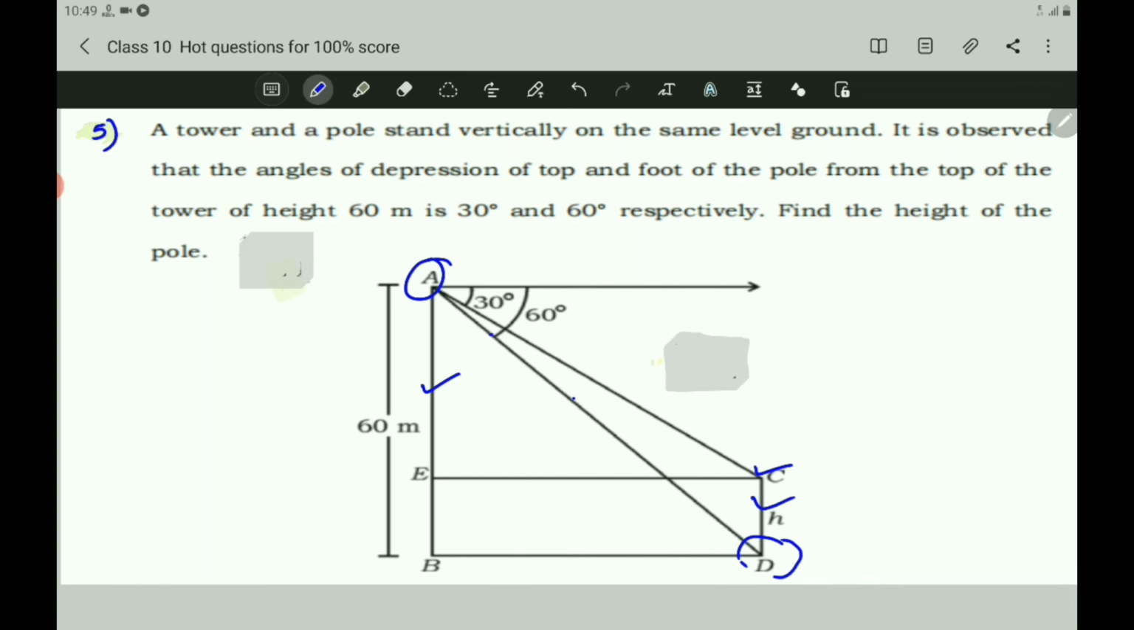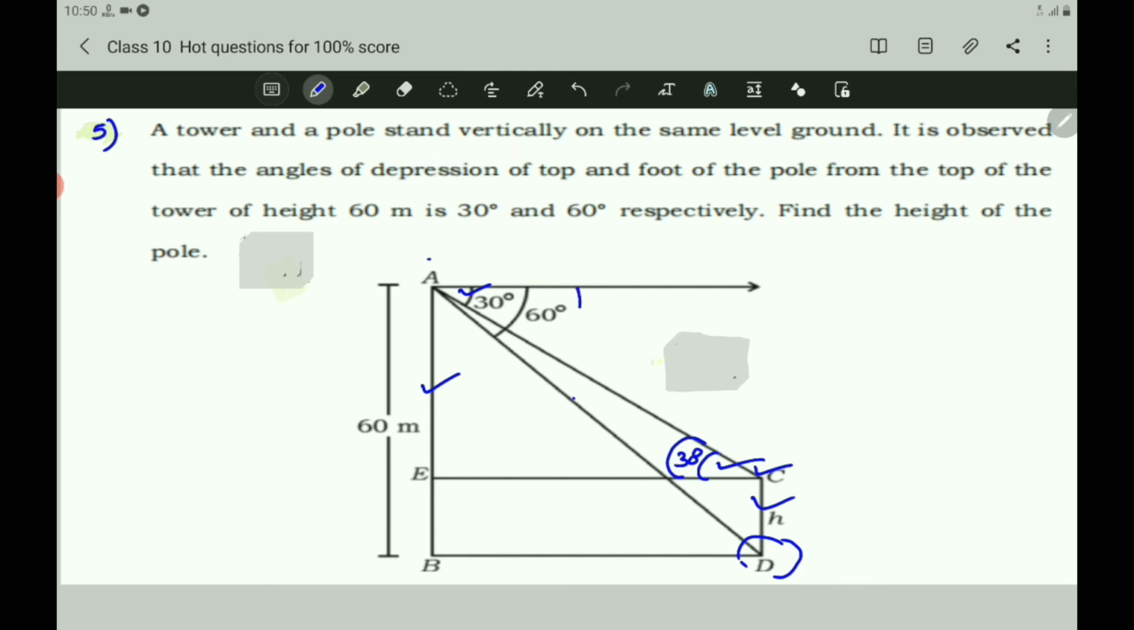Here the angle of depression 30 degree is there. So you can use here this 30 degree angle. You know that this is equal to this angle C also. This is also 30 degree because these two are alternate angles, as these two lines are parallel to each other. So you can take this is also 30 degree.